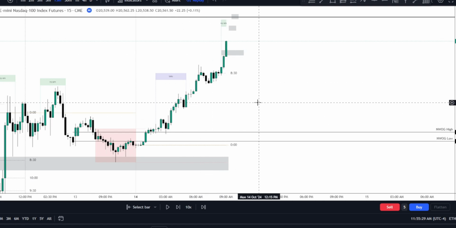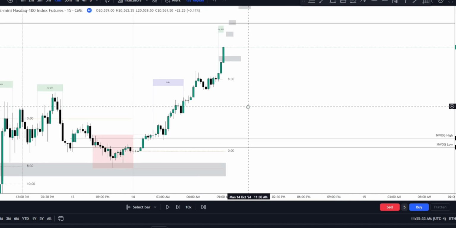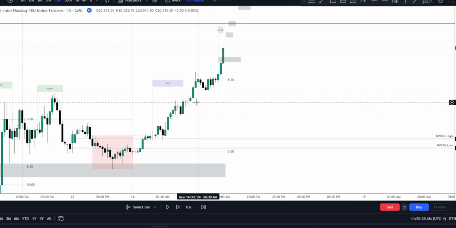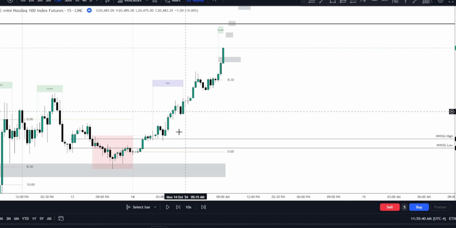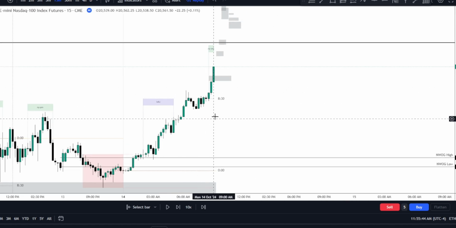Not only that, we were actually moving the same as the dollar was. So that was another indication, okay, price is not supposed to be doing this. When the dollar is bullish, NQ is supposed to be bearish. So that was another big thing that I took into consideration.